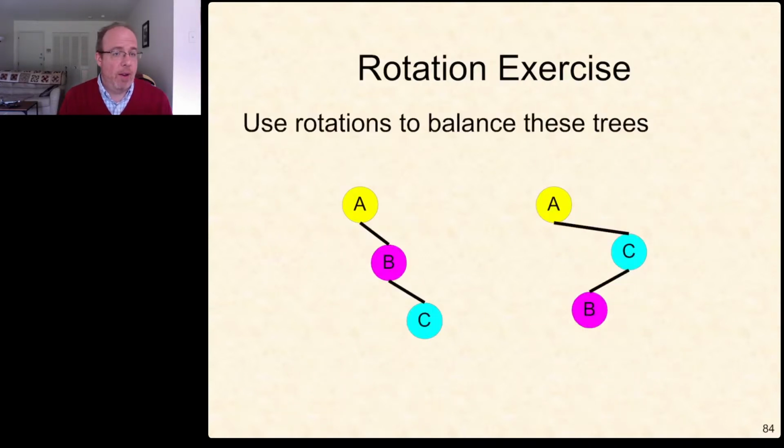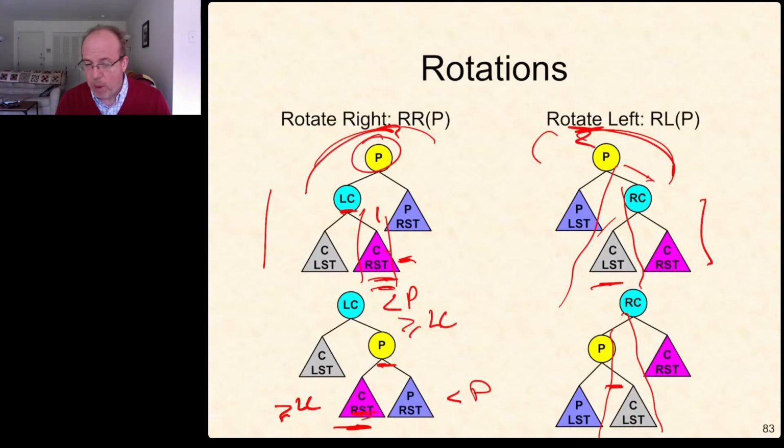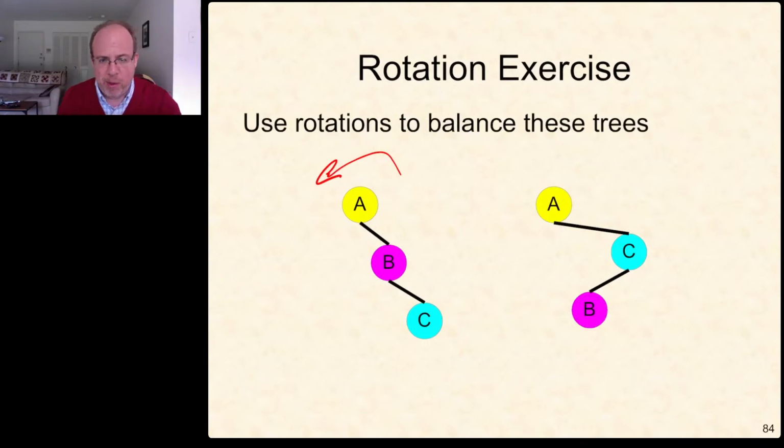So let's take a look at this. Imagine we were going to try and use a rotation to balance this tree. For this one, we're going to rotate left. Remember, I have left and right, and I can't ever remember. So this is going to rotate to the left, which means B becomes the new parent. B's left subtree is empty, and so that becomes the right subtree of the old parent.